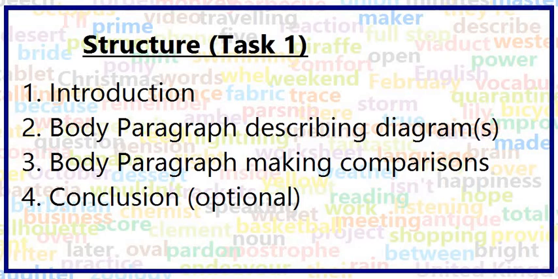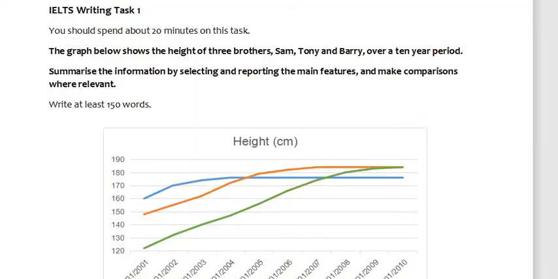And finally, you can finish your writing with a conclusion, although in Task 1, this is optional, and sometimes the writing really doesn't need one. Let's look at our IELTS Academic Task 1 question. Here it is. So this is an IELTS Writing Task 1, and you should spend about 20 minutes on this task.